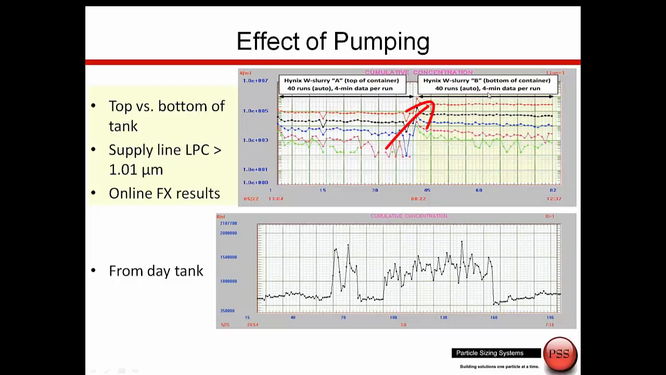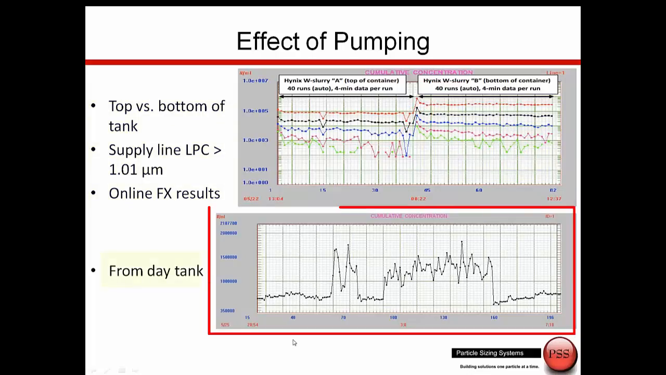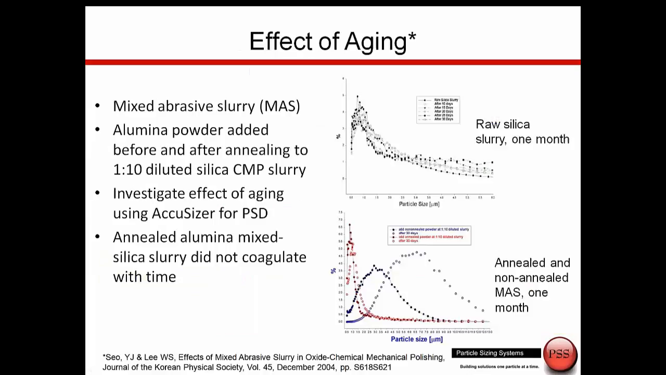And this is kind of an indicator that, if you want to be super careful, maybe you're only using this slurry near the top of the tank, not right from the bottom. And this graph down the bottom is just LPC as a function of time from a day tank, just looking at what's happening as a function of time, so you know how to optimize that process.